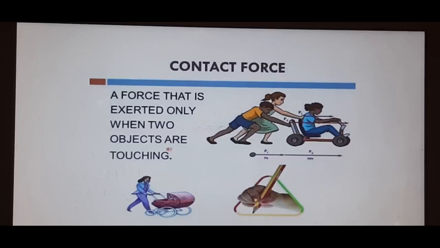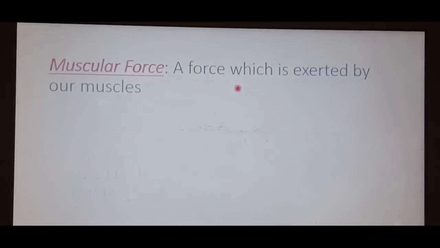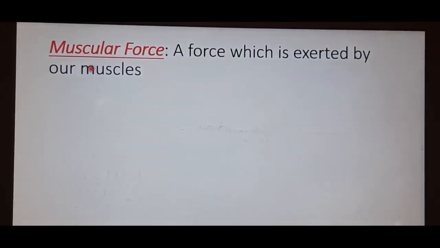So in all the 3 examples you have seen, there is direct touch involved between the 2 objects in which force is being exerted. So that is the contact force. A force in which direct touching is involved is a contact force. Now let's understand its types. First one is muscular force. Muscular force is a force which is exerted by our muscles.